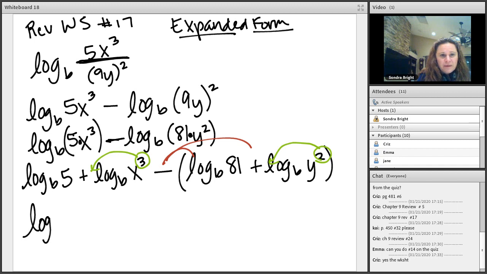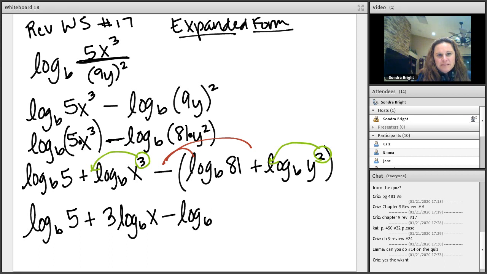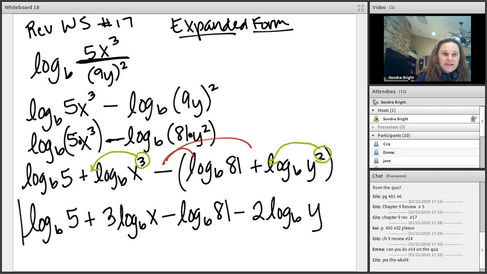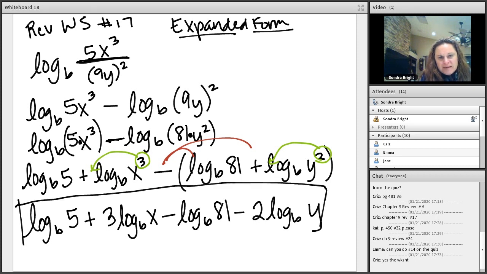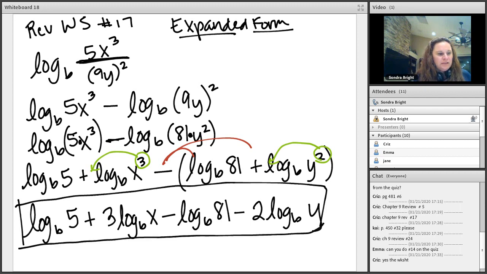Once I do that, then I should be done. I've got log base b of 5 plus 3 times log base b of x minus log base b of 81 minus 2 times log base b of y. That's fully expanded. That's a full credit answer. Make sure you don't drop off your base b's. I know they look extra, but if you don't have a b, then you're telling me it's a common log, so it's a base 10. So you definitely have to make sure that you include the little base there, that little b.